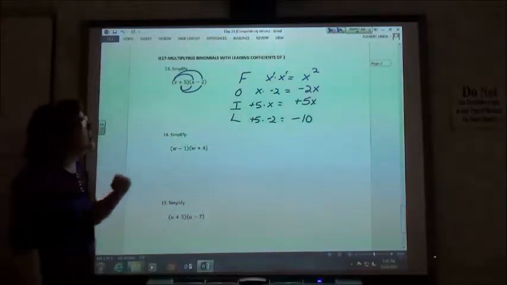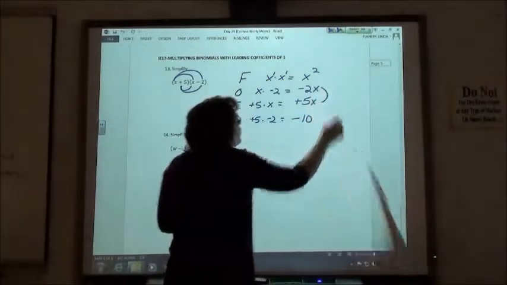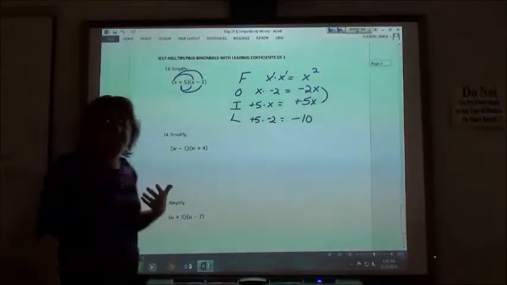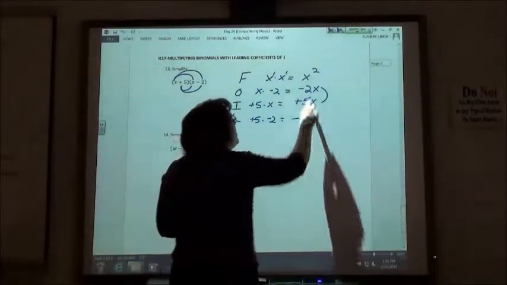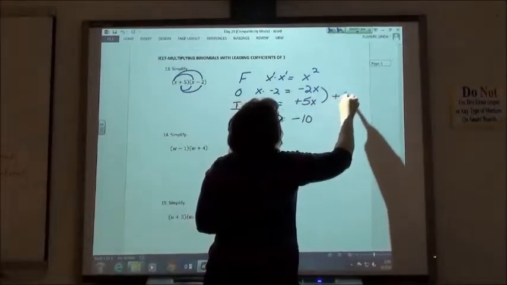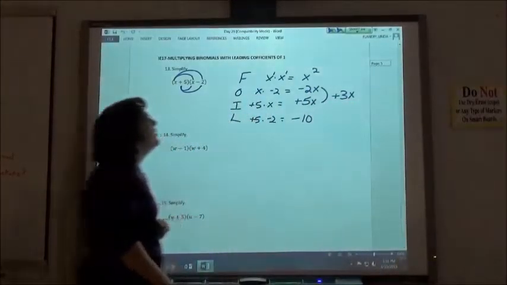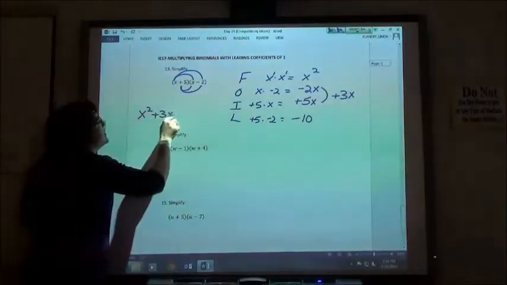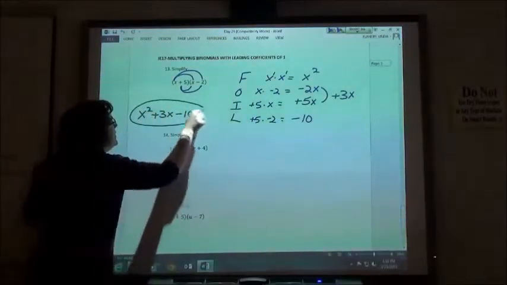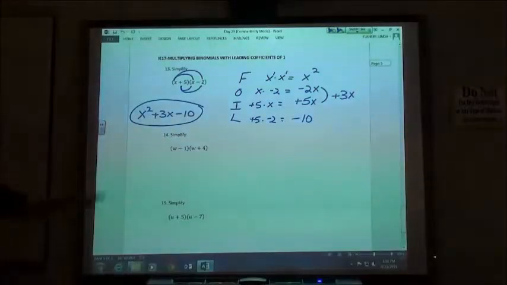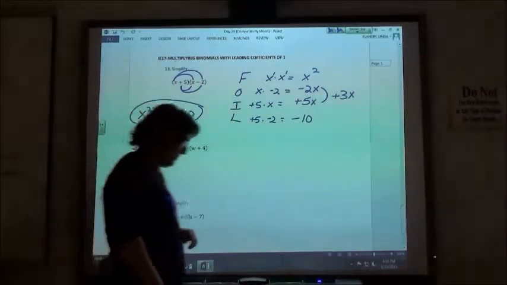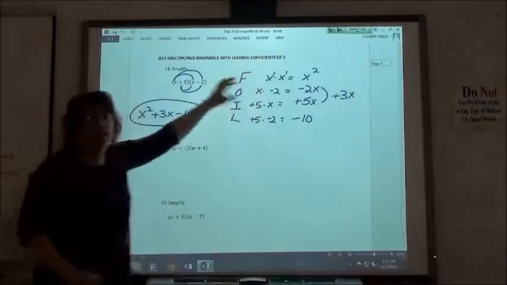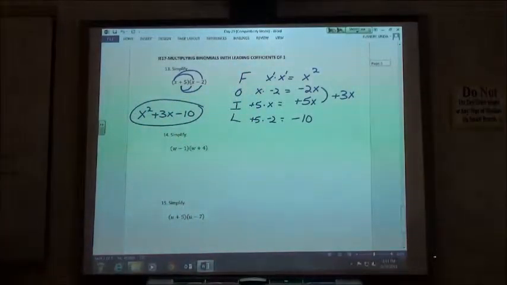Now when you have your list, these two terms here are going to be like terms. Negative 2x and a positive 5x have the exact same variable. I can combine them. Negative 2 plus 5 is positive 3x. So my answer looks like this: x squared plus 3x minus 10. They happen to call that a trinomial because there's 1, 2, 3 terms. So normally I don't write all of that down, but just to explain what foiling is, I put that there.